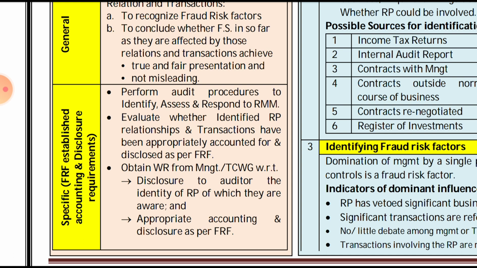First, that management has disclosed all the related party relationships and transactions which they are aware of, and second, that they have properly accounted for and disclosed all the transactions and relationships as per the FRF. So, obtain the WR from the management and TCWG with respect to disclosure to the auditor of the identified related parties of which they are aware, and appropriate accounting and disclosure as per the applicable FRF.